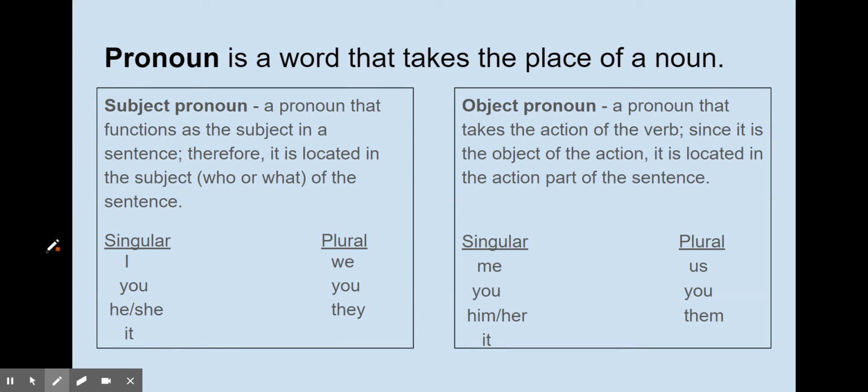I wanted to take a closer look at pronouns today. So, as you know, a pronoun is a word that takes the place of a noun. And our main focus for pronouns is looking at subject pronouns and object pronouns.